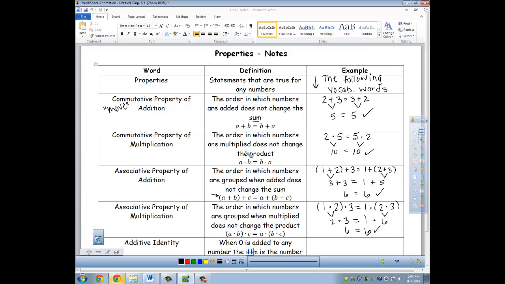Now it's very important, you cannot do this if there is any subtraction or any division. These properties only work with addition and multiplication. So don't ever try it if there's subtraction or division.